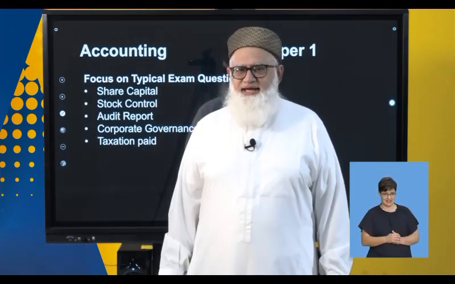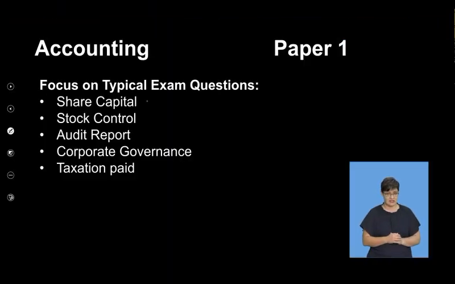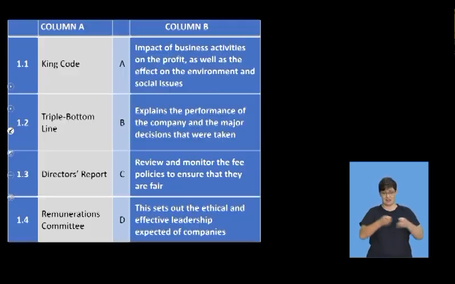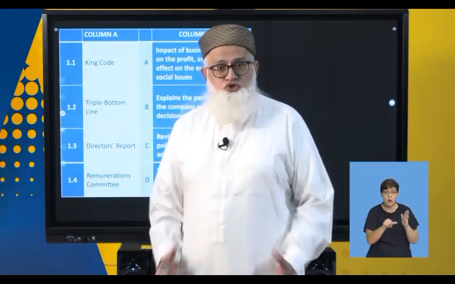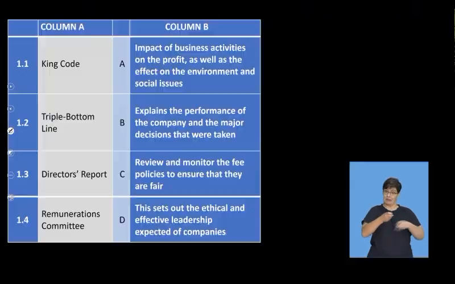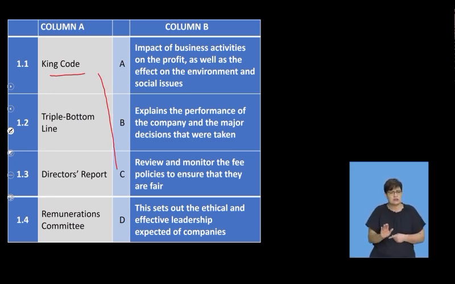Thank you, Luni. Right, guys, what have we done so far? We've done the share capital, we've done stock control, we've done audit reports. Now we're looking at corporate governance. And I thought for corporate governance, I'll just give you maybe an appetizer, a matching column. But remember, it's important to know your corporate governance. So obviously, the first one is the King Code, right? And clearly you can see that this deals with, what does it deal with? This sets out the ethical and effective leadership expected of companies. The King Code deals with how companies are expected to operate in an ethical way, right?